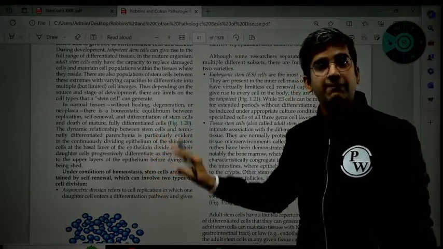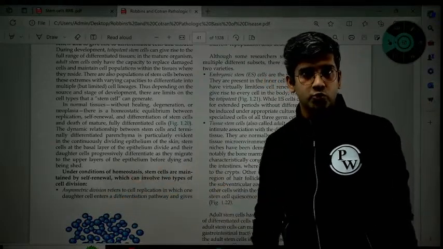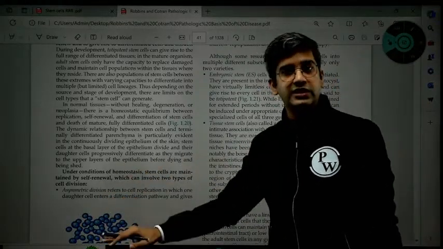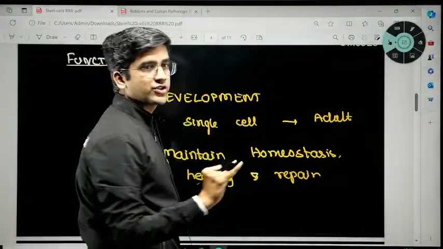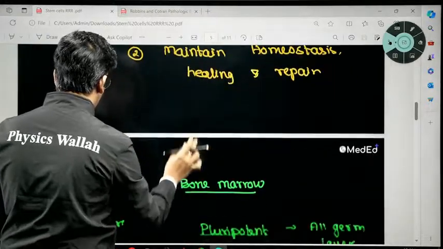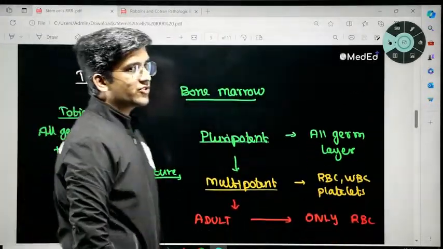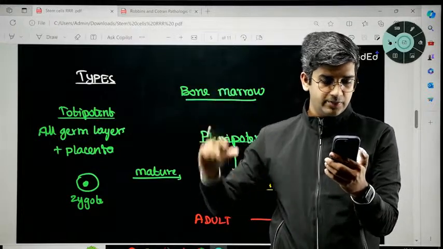So stem cells, apart from embryogenesis, also have roles in adult life. Not just during childhood; during adult life also I need stem cells, right? That's the third part of the discussion today. So I know the functions and the properties of stem cells. Now let's go to the types of stem cells, because it's much easier to understand the types later. But in Robbins, in the initial part itself, these types of stem cells will be there.